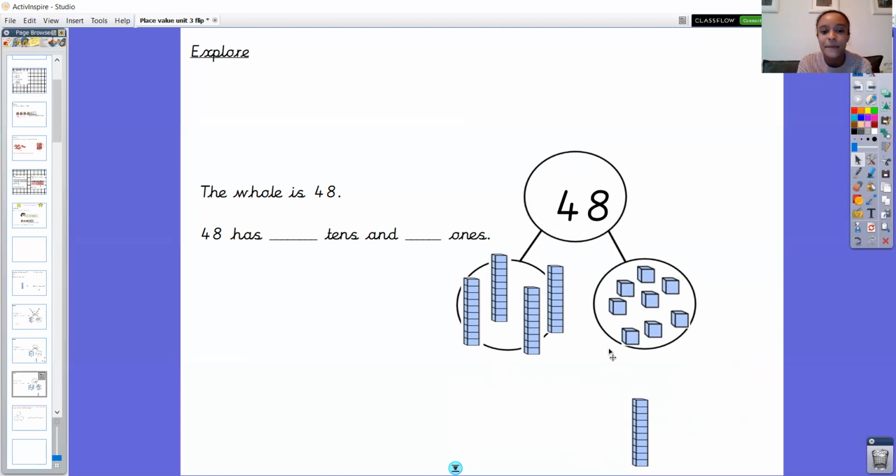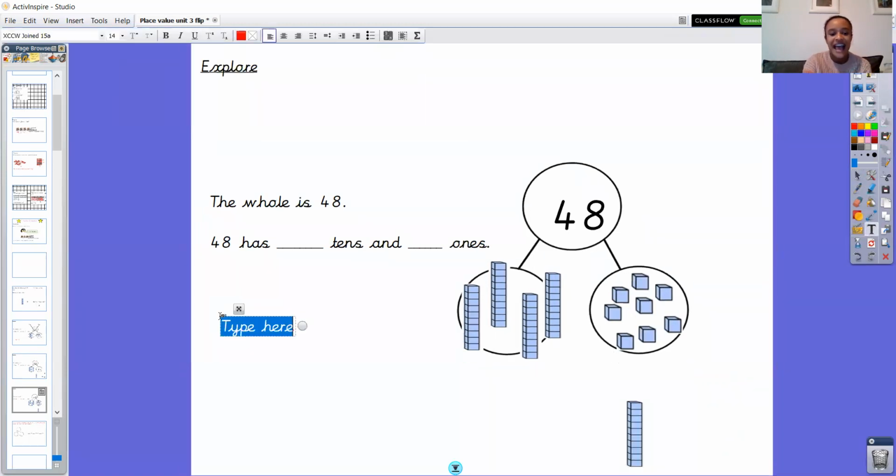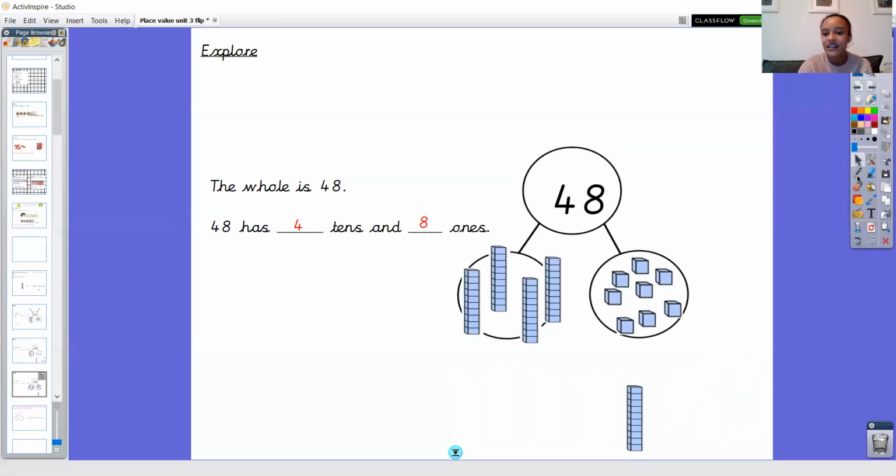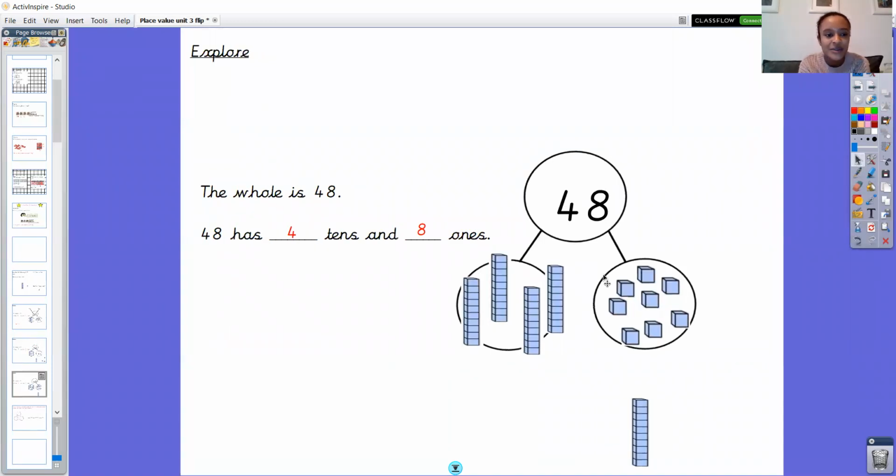So 48 has tens and ones. Can you fill that sentence in with your voice at home or at school now, please? So pause the video. Well done. 48 has 4 tens, and we know that's worth 40, and it has 8 ones. Superstars.